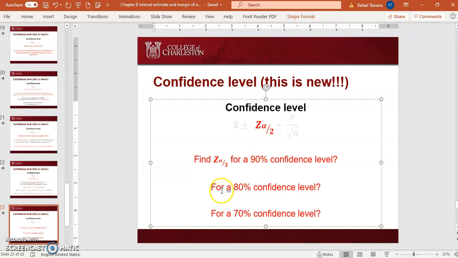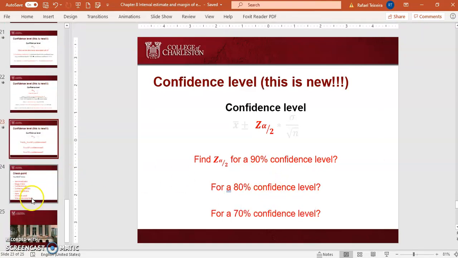Okay, so I'm going to ask you to work on finding the z value associated with 80% confidence level, and then find the z associated with 70% confidence level, just to practice and understand what you have to do. And in the next slide, I'm going to show you more about building interval estimates and confidence intervals.